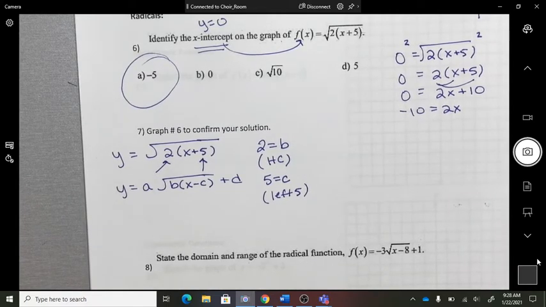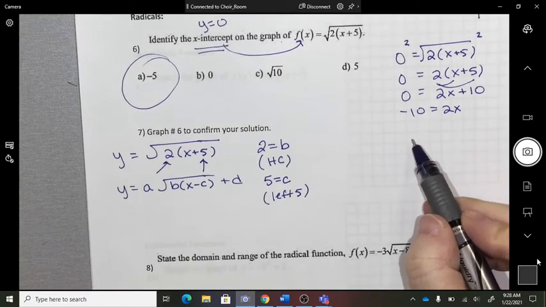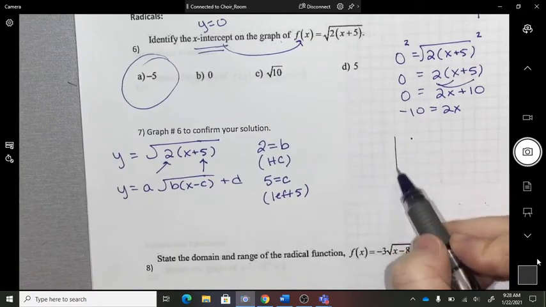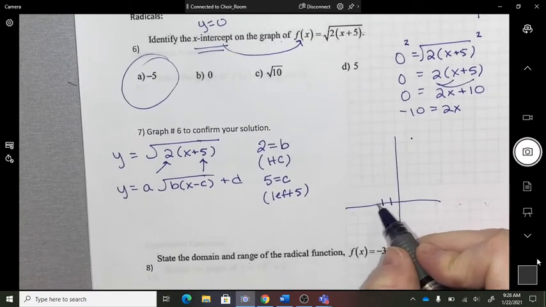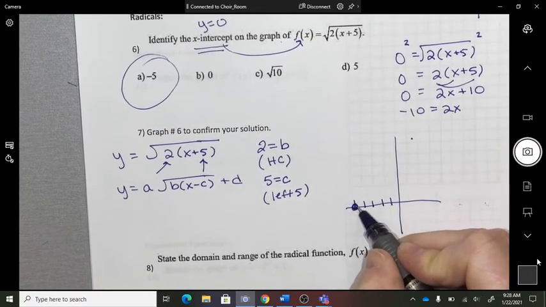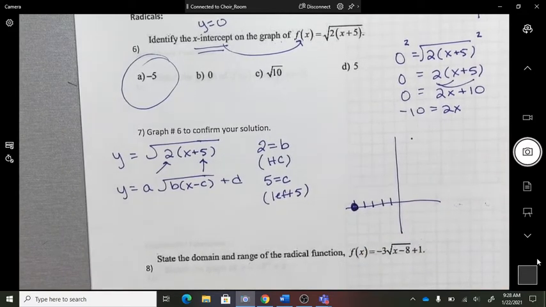Okay, so when you graph radicals, you say, where do I put my starter point? Where is my starter point going to begin? My starter point is there. I moved it left 5, that was it. I didn't move it up or down, it just moved left.